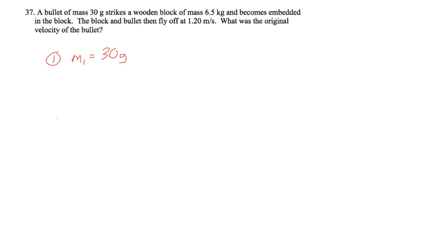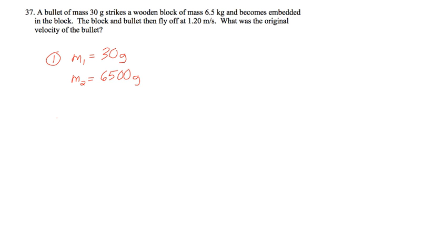And it strikes a wooden block of mass 6.5 kilograms. So M2, 6.5 kilograms would be 6,500 grams. And you don't have to show me the conversion for that, because when it's just a metric conversion, I think most people in their head can figure out they're just moving the decimal point to the left or to the right. So you can just write that down.